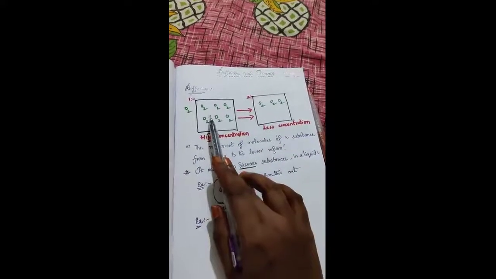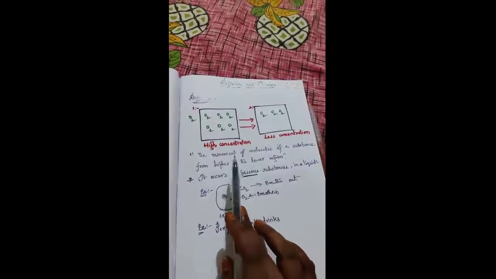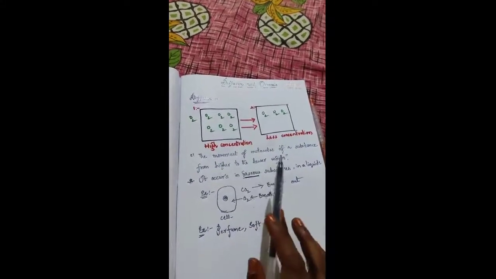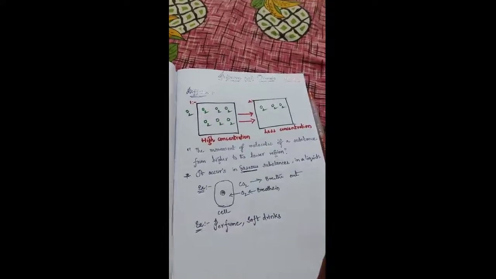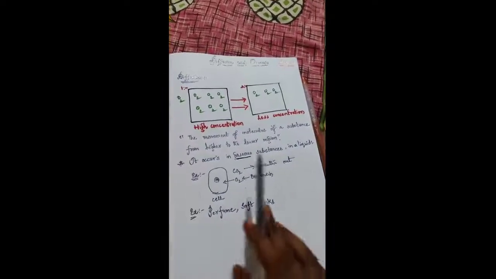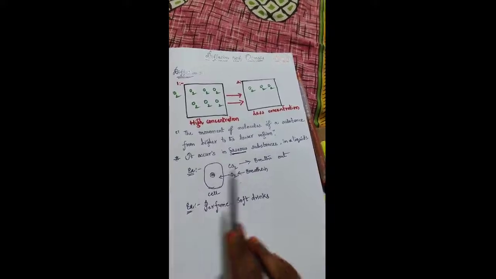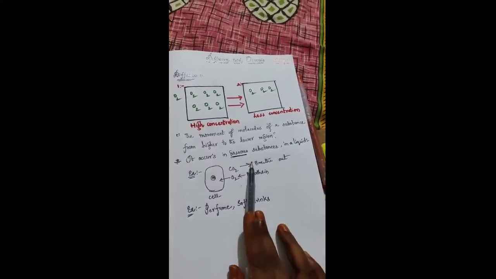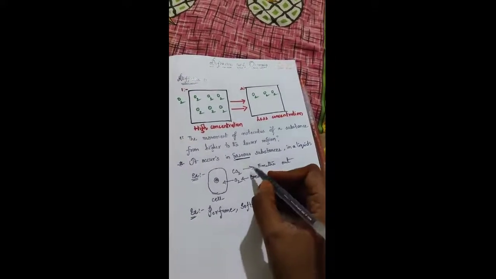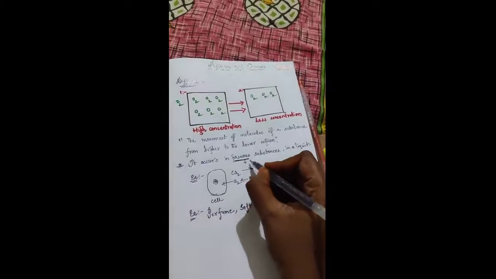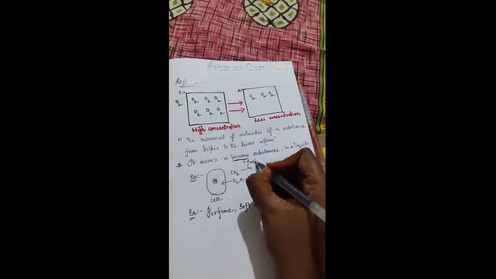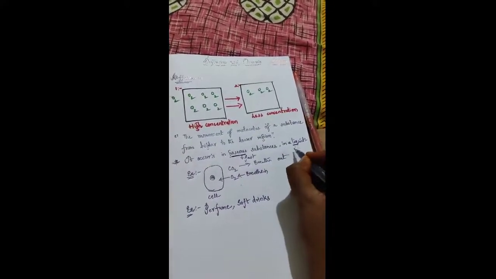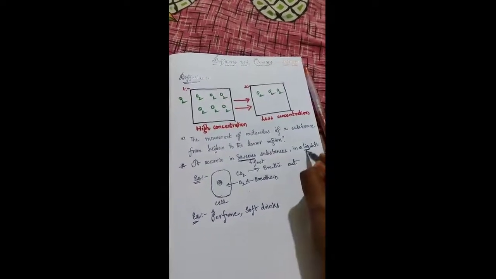Okay, diffusion is the process where molecules move from a higher concentration to a lower concentration, or from a higher region to a lower region. It mainly occurs in gaseous substances, and when it occurs in gaseous substances, it occurs very fast. When diffusion occurs in liquids, it takes more time.